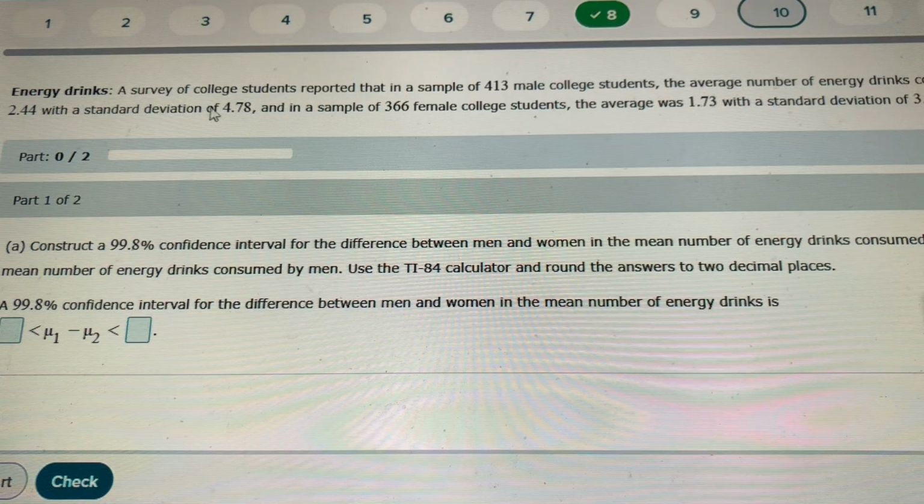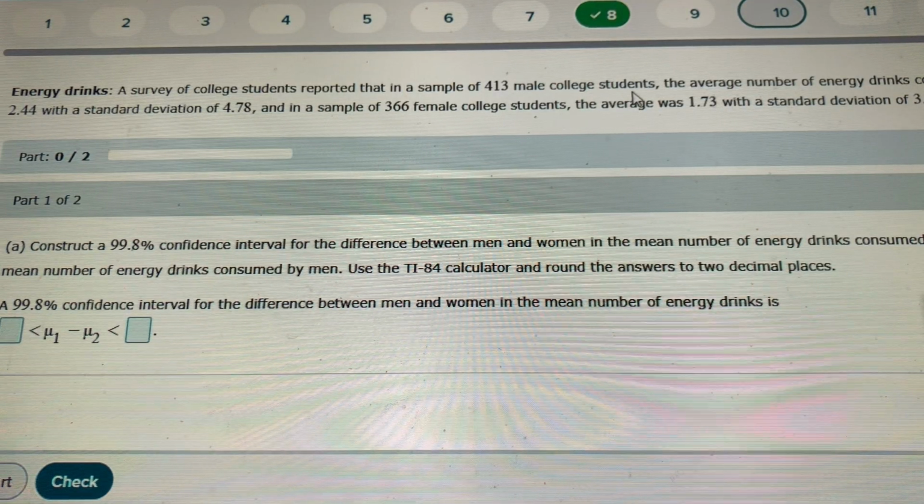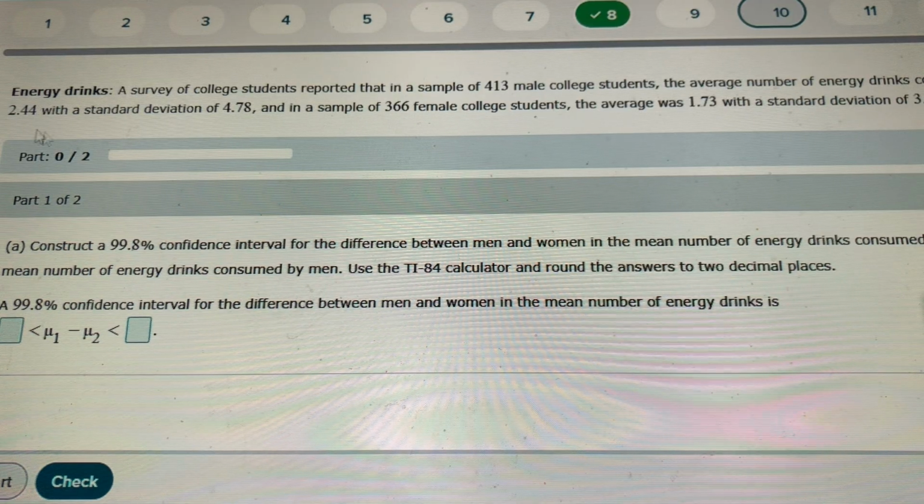So there's a survey of college students. They reported in a sample of 413 male college students, the average number of energy drinks consumed per month was 2.44. Now this time it only says with a standard deviation of 4.78. But even though it doesn't say population or sample standard deviation, this is a sample standard deviation because it came right in the same sentence when they're talking about this sample of 413 college students.